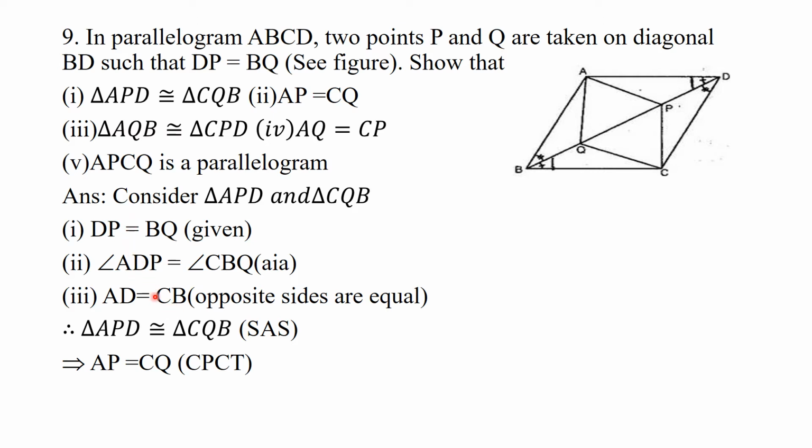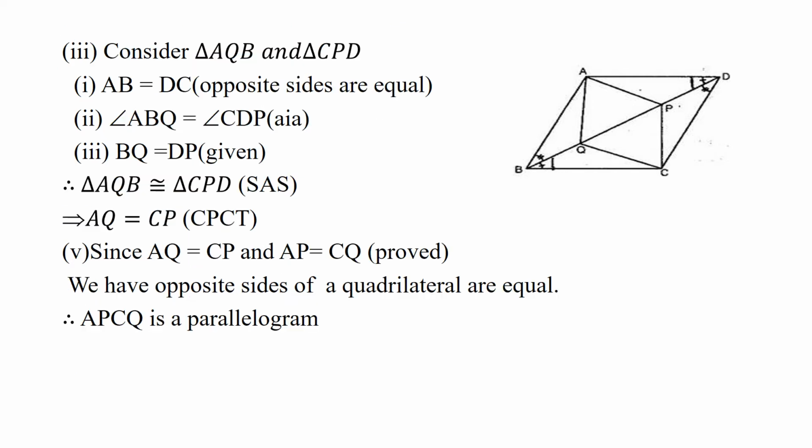Using the above three conditions, we can write triangle APD is congruent to triangle CQB using SAS congruency. From this we can write AP is equal to CQ by corresponding parts of congruent triangles. Now, in triangle AQB and CPD, we have AB is equal to CD. The opposite sides of a parallelogram are equal.